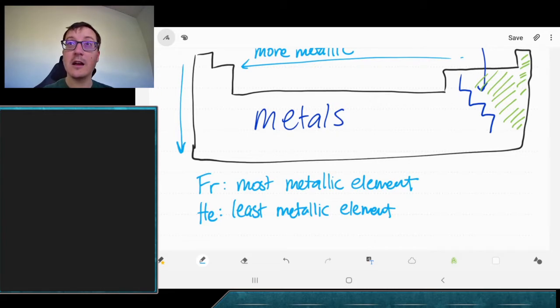It's what causes all those problems, but it's definitely a metal. And so as a result here, we're going to see that it's the same trend as size. So francium is your most metallic, bottom left. Helium is your least metallic, top right. All right, so hopefully not too bad there.